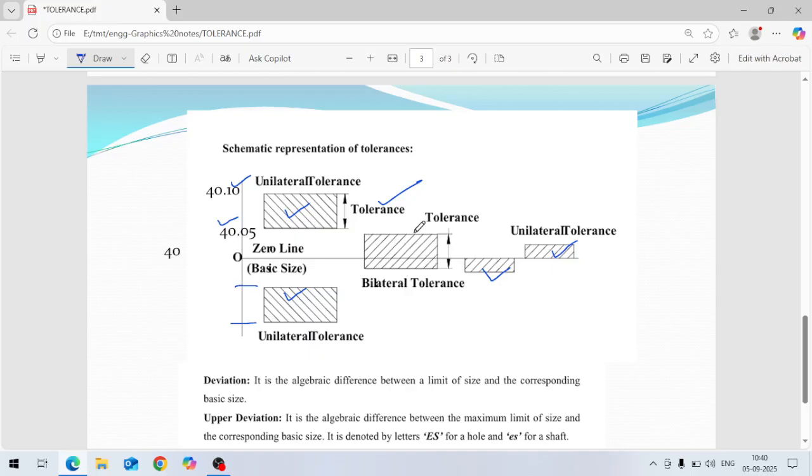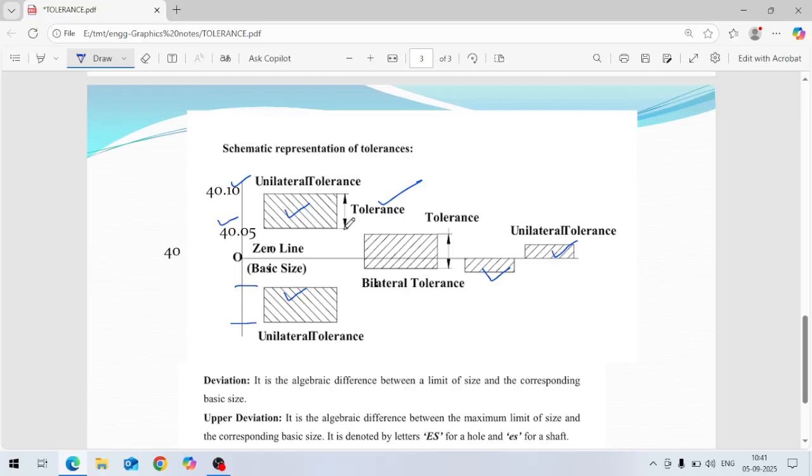So on the plus side also tolerance is there, on the minus side also tolerance is there, and the total tolerance will be 0.1 mm because 40.05 minus 39.95. So this tolerance is 0.1, and this type of tolerance is called bilateral. When you can go both sides, minus side and plus side, that will be bilateral tolerance.